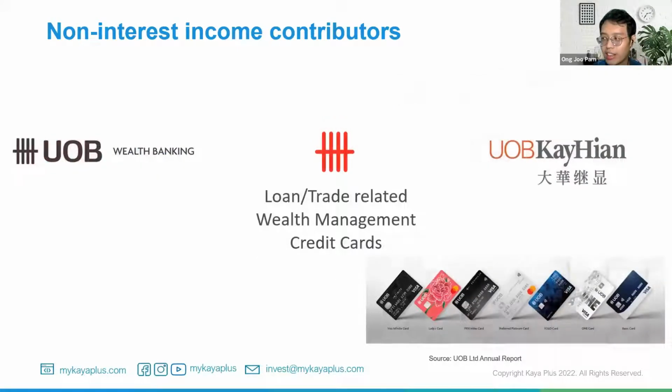The last Singapore bank, but also has a huge presence in Malaysia, would be UOB. A lot of you guys might be using a UOB card, and you are also maybe using their digital banking app, which is very user-friendly, right? So for the non-interest income of UOB, wealth banking, trading in terms of UOB Kay Hian, and then the credit cards and also wealth management are the important income contributors to UOB.